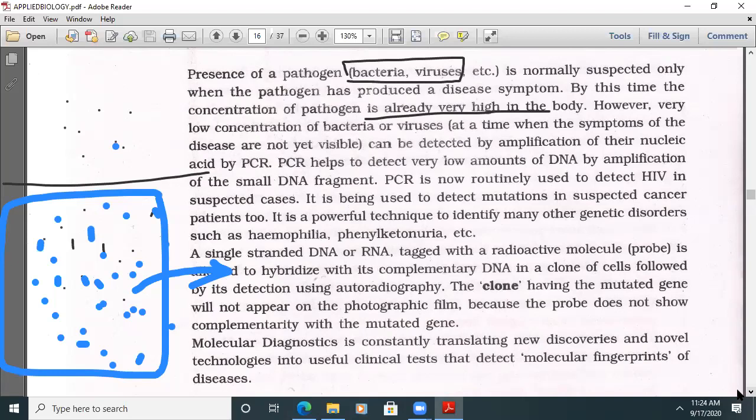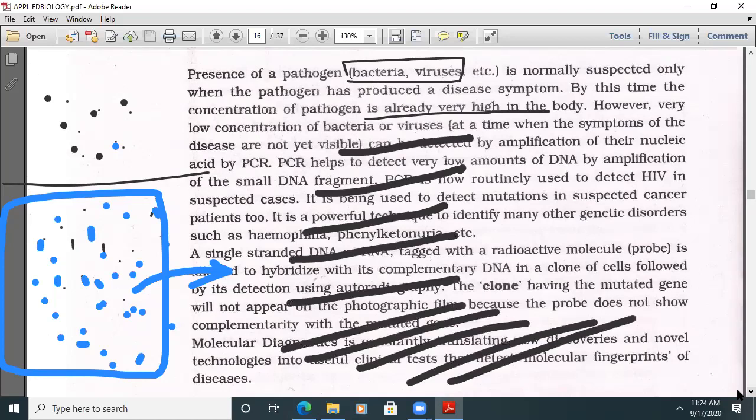Then what is our motto? When they are even less in number, can we recognize them? Yes, we can, by amplification of their nucleic acid by PCR, polymerase chain reaction. I think you learned PCR: denaturation, annealing, and extension, the three steps which make the multiplication of the DNA material. Recall that in the PCR technique we use 30 to 40 automated cycles, within a short time, where 1 becomes 2, 2 becomes 4, 4 becomes 8, 16, 32, 64, 128. Likewise it goes on, isn't it?